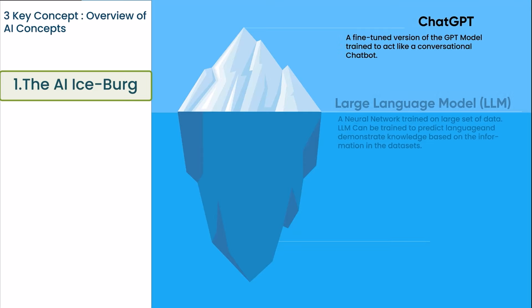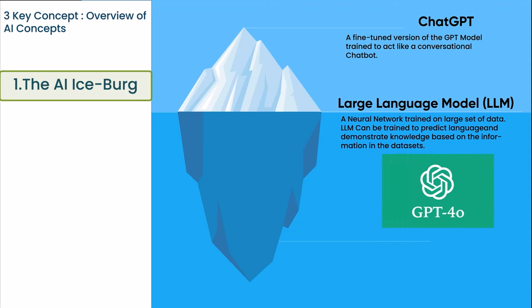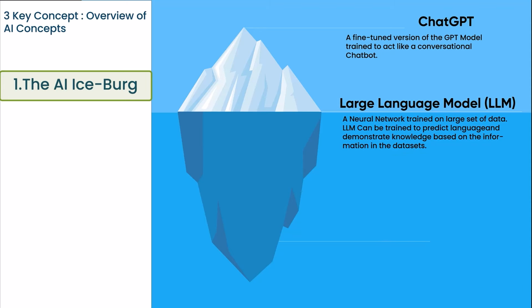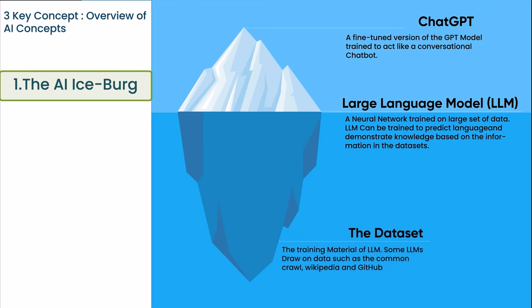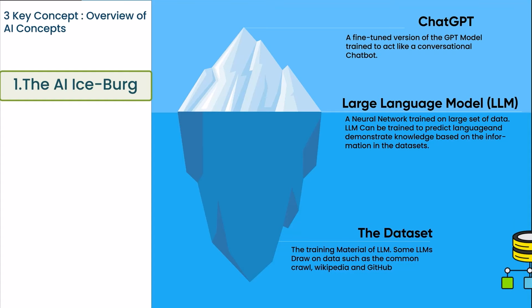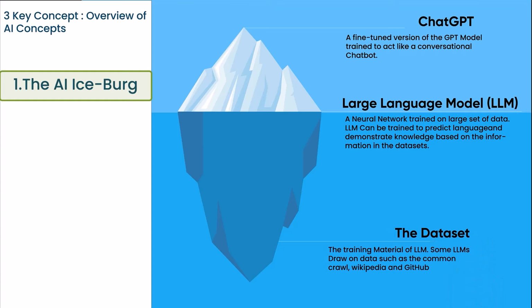Then, just below the surface, we find the middle layer, which includes large language models like GPT-4. These are the brains behind applications like ChatGPT, handling the heavy lifting of processing and generating language. And at the bottom of the iceberg, hidden deep below, we have the foundation. Massive data sets and training processes. These include terabytes of text data from books, websites, and even conversations that teach the AI everything it knows. So, the next time you marvel at AI, remember, it's an iceberg. What you see is built on layers of data and advanced models working invisibly behind the scenes.